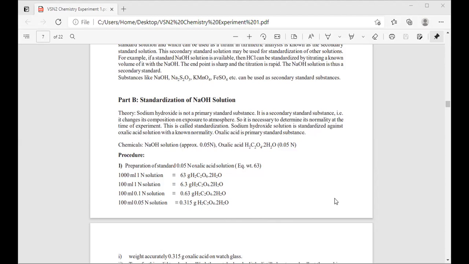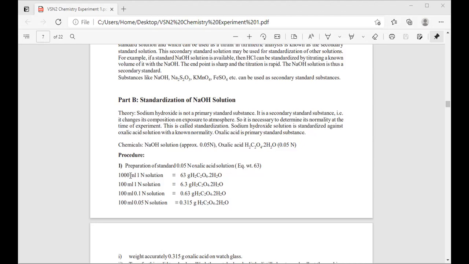So what are the secondary substances which need to be standardized? EDTA is there, KMnO4 is there, Na2S2O3 is there, sodium thiosulfate, NaOH, KMnO4, FeSO4. They decompose, so their standardization is necessary. Now what is the formula of oxalic acid? H2C2O4, and the equivalent weight is 63 gram if you calculate. Hydrogen 2, carbon 24, oxygen 64. So here 2 hydrogen are there, so total weight by 2 will be the equivalent weight of the oxalic acid. Again here 2 water molecules are there.